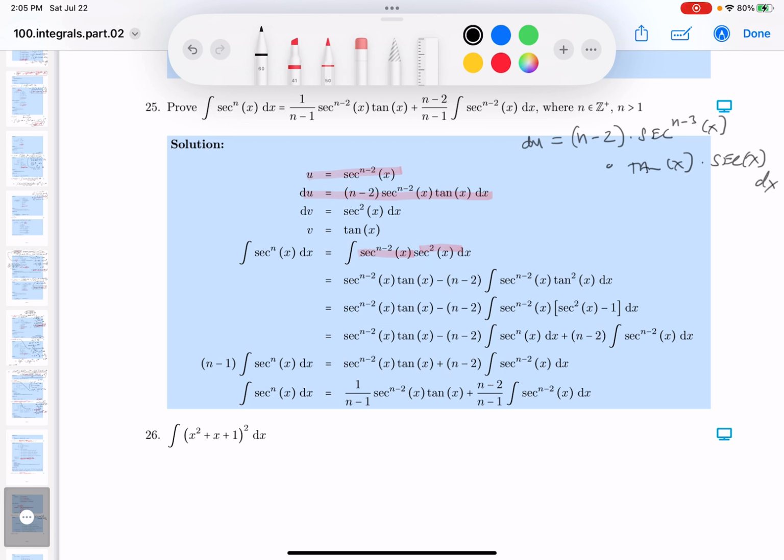I'm just checking my work, by the way. So you definitely get n minus 2. And then secant, you get n minus 2. Yeah, it looks pretty good. And tangent. So this worked out pretty nicely. All right. Now, of course, when I do that, it forces me to take this one over here.